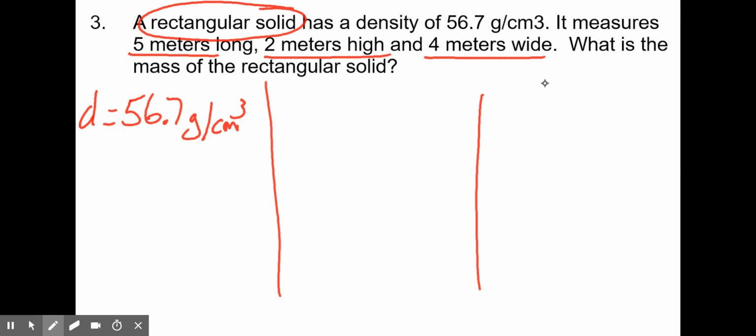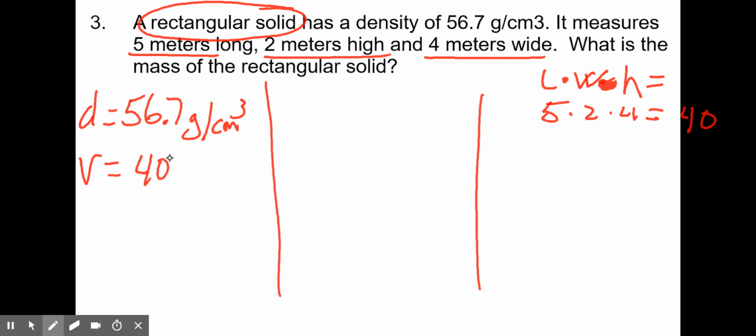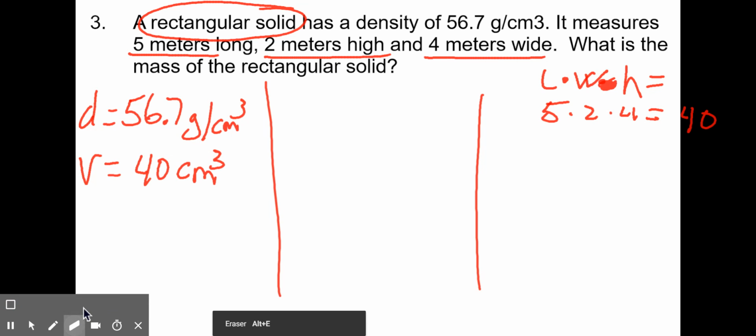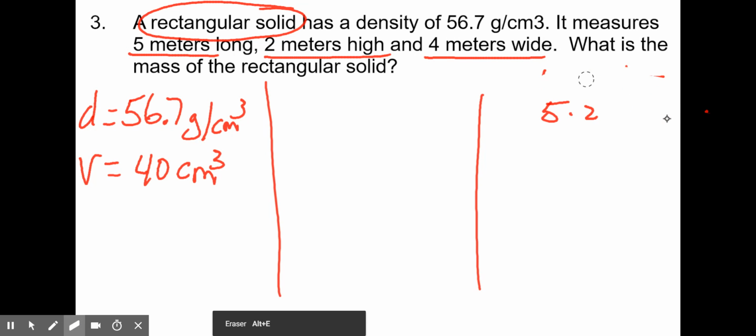We've got a cube. So length times width times height gives us our volume. 5 times 2 times 4: 5 times 2 is 10, times 4 is 40. So our volume equals 40 cubic centimeters. If you don't know how to solve for volume like that, it's not a big deal. I just gave it to you. Volume is 40.